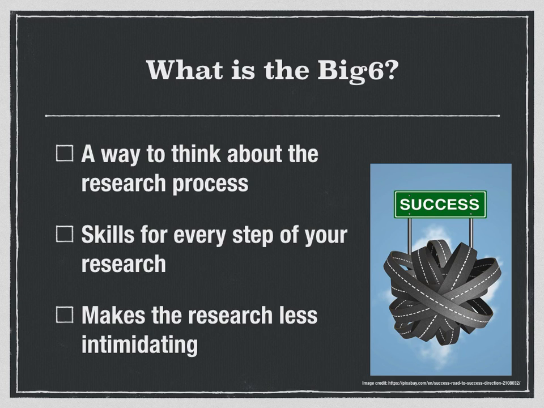So what is the Big Six? The Big Six is a way to think about the research process. It outlines both the steps in the process and the skills you can develop and use as you go through that process. And even though it's set up in terms of steps, I want you to think about how these steps go together. You don't just do them one at a time. So thinking about the research process in this way helps you really break down research into more understandable steps and make research less intimidating, and helps you as you approach your research.